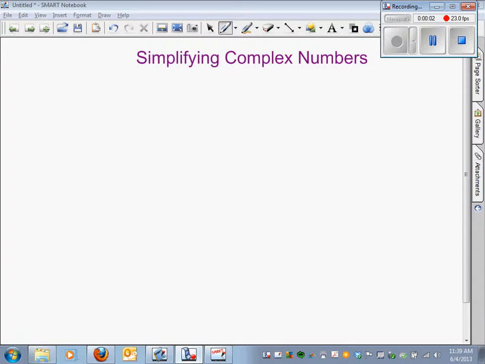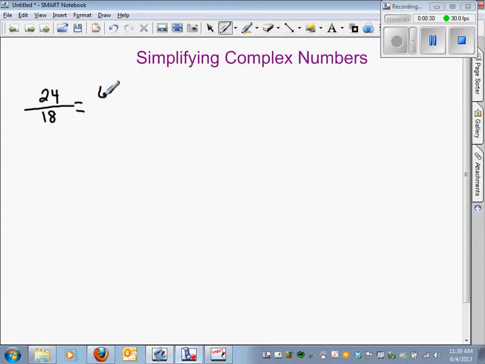Simplifying complex numbers is very similar to simplifying any other type of fraction. Let's start off by taking a look at a basic fraction, 24 over 18. In order to simplify this, we need to look for a common factor between the numerator and the denominator. So, thinking about 24 and 18, we have a common factor of 6.